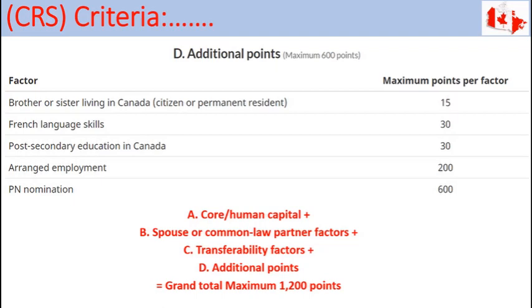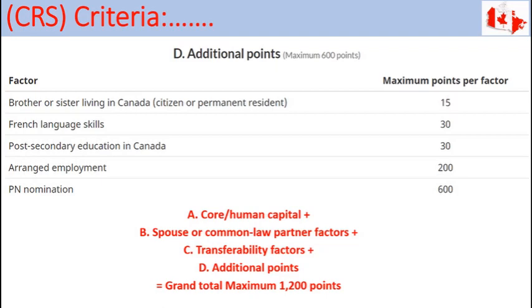If you have a brother or sister living in Canada who is a permanent resident, you can get 15 points from that. If you have French language skills, you can get a maximum of 30 points from there. If you have post-secondary education in Canada, 30 points from there. 200 if you have arranged employment, and 600 points from provincial nomination.